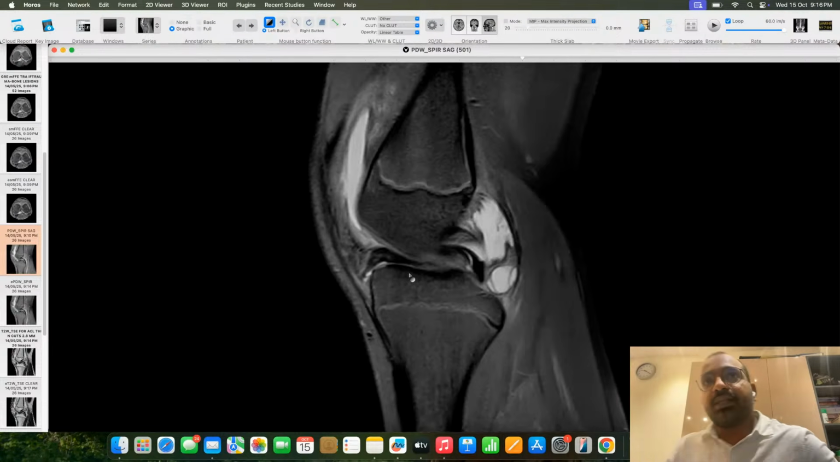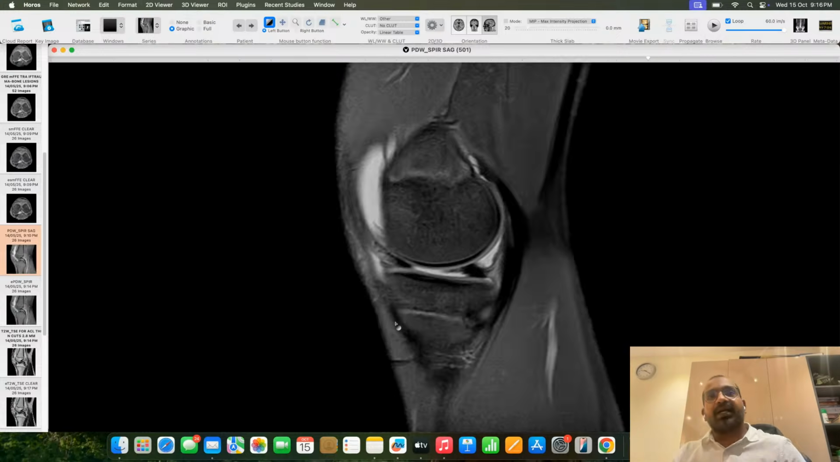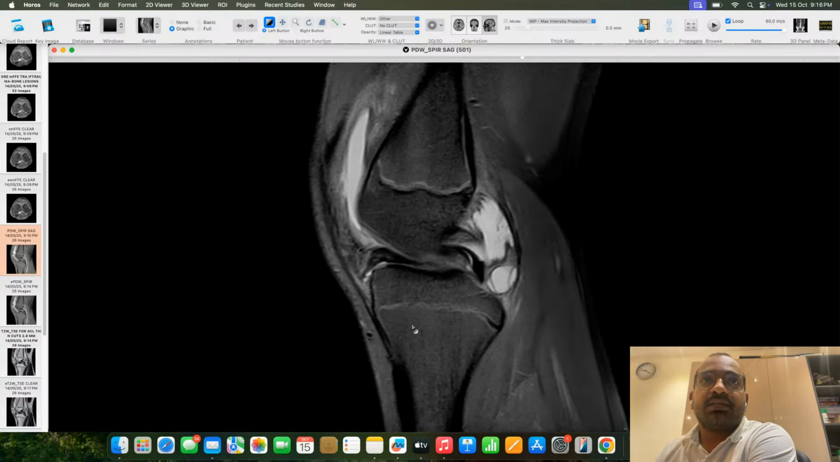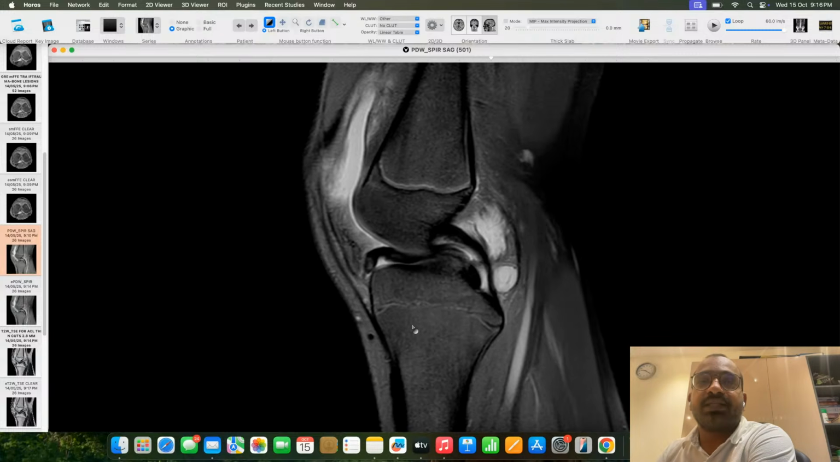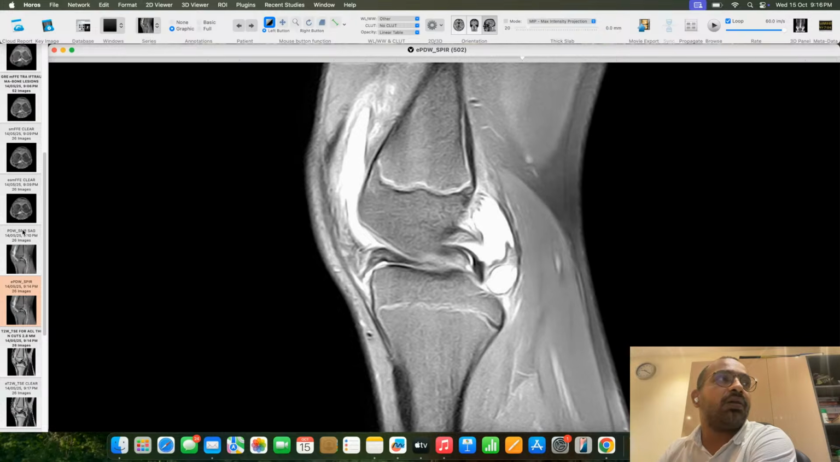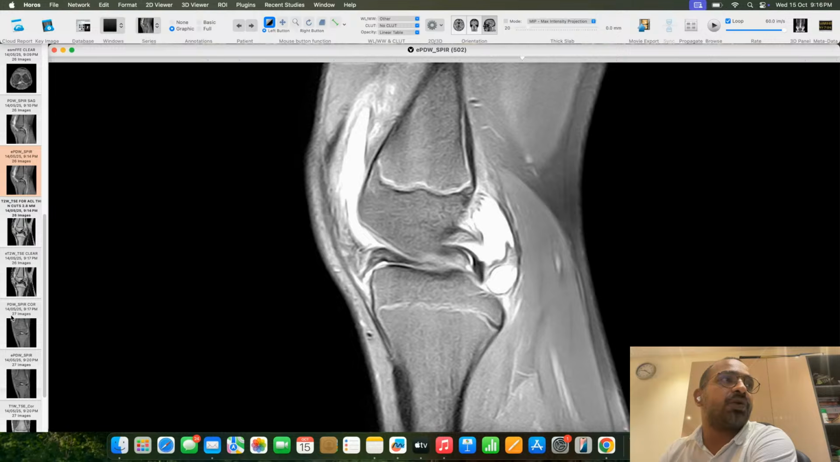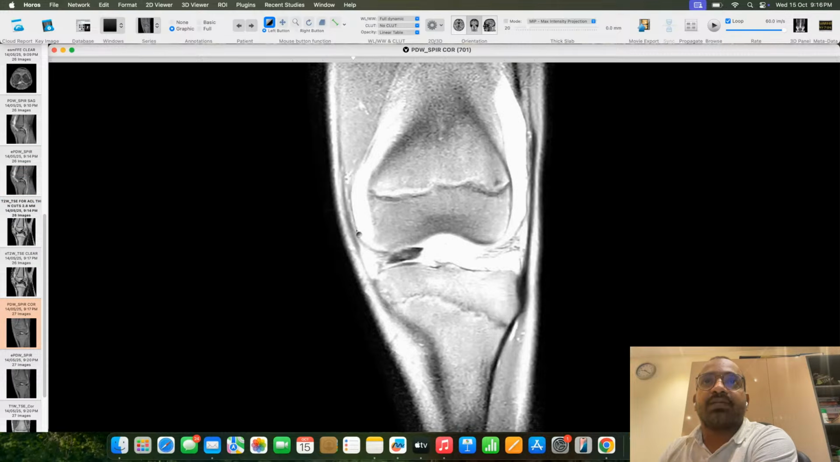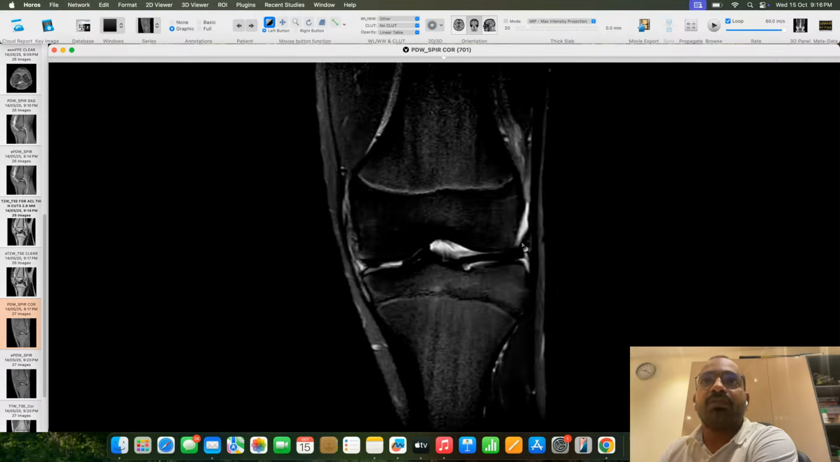What do you write in a bucket handle tear? First of all, the type of tear, that is a bucket handle tear, and whether the flipped fragment is displaced into the intercondylar notch region, or displaced anteriorly adjacent to the anterior horn, or displaced adjacent to the posterior horn of the medial meniscus. Those things we need to mention.